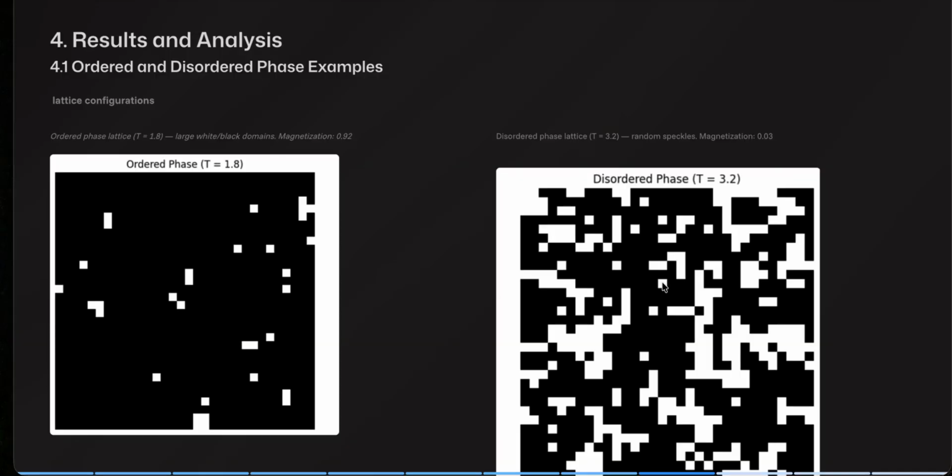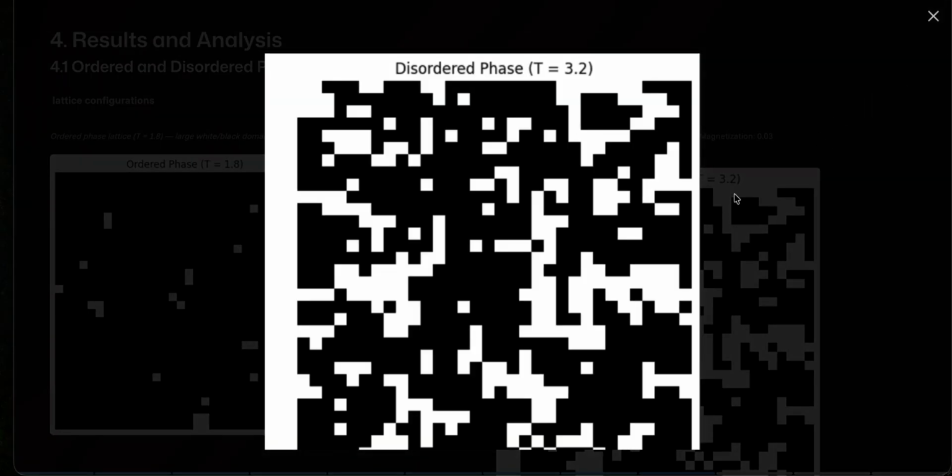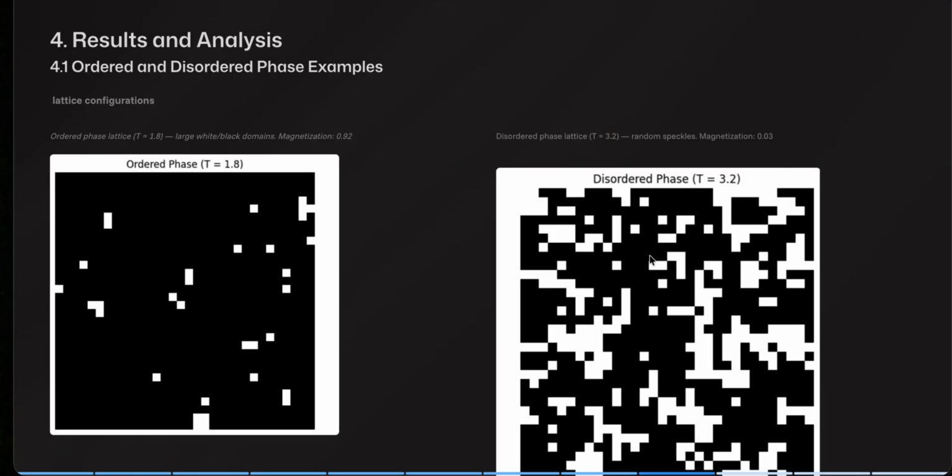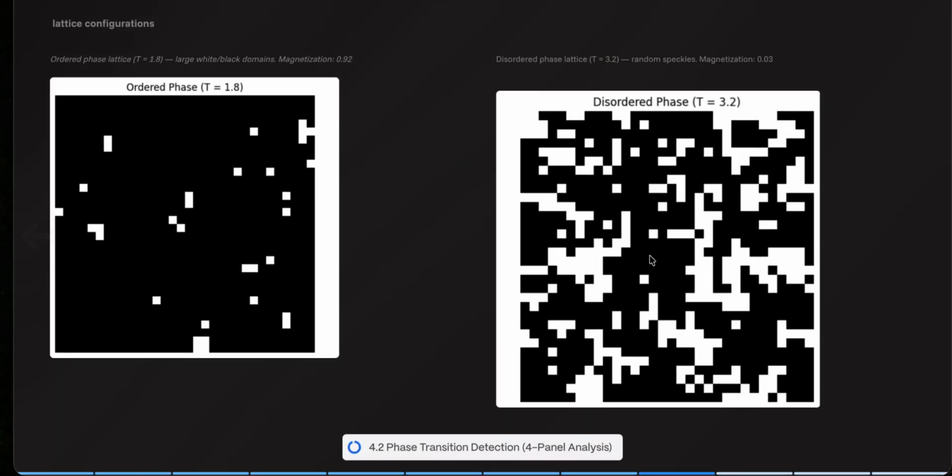In this one it is disordered, with temperature T equal to 3.2 and random speckles. Magnetization is equal to 0.03 only, and energy is minus 0.71. The spins are chaotic, having no patterns. Here the CNN learns big blocks as ordered and noise as disordered.